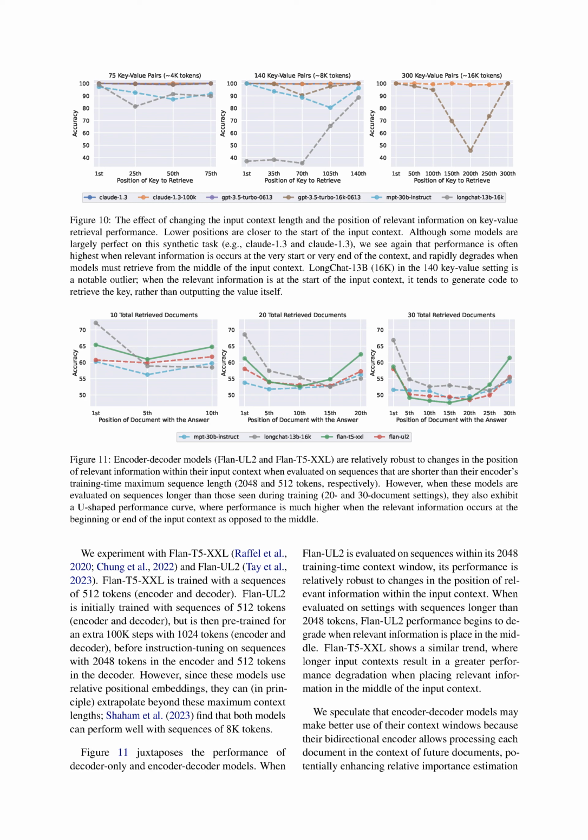Some models perform well on shorter input contexts, but struggle with longer contexts, especially when retrieving keys from 140 or more key-value pairs. The study also investigates the effect of model architecture, comparing decoder-only and encoder-decoder models, and finds that encoder-decoder models may make better use of their context windows, potentially enhancing relative importance estimation between documents. Section 5.2 The Influence of Query-Aware Contextualization.